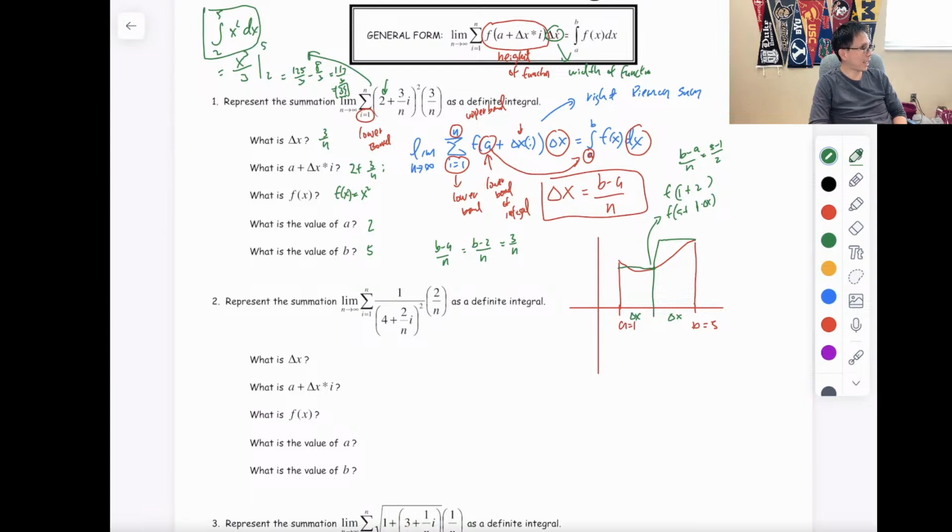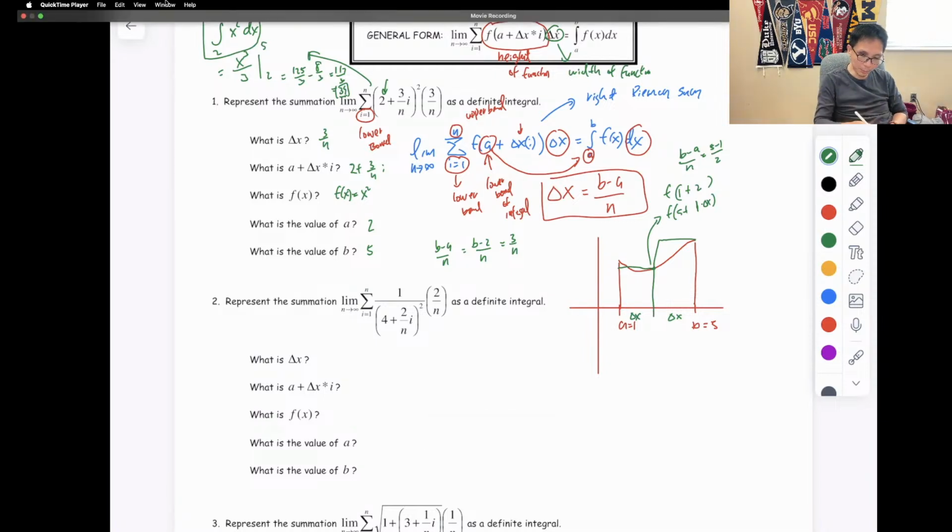So if you just have this, f of x equals x squared, because this whole thing is squared. Does that make sense? So for the last question.